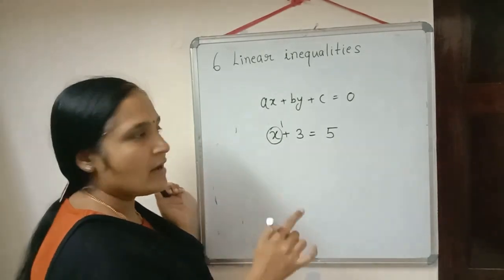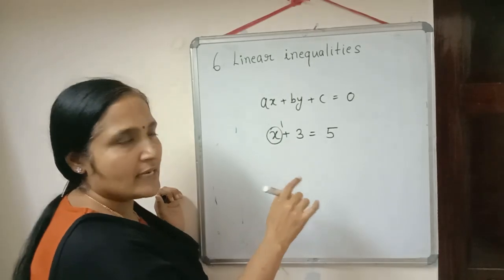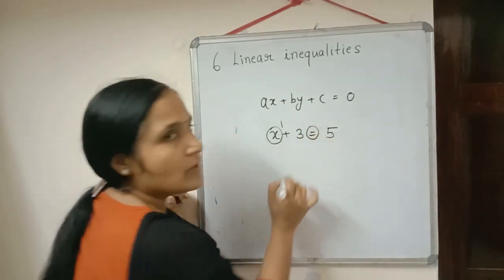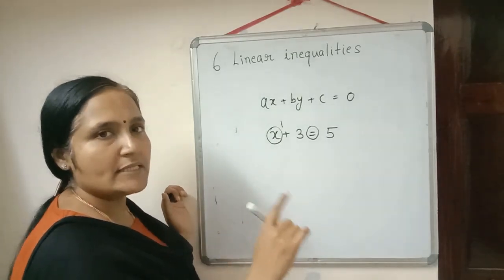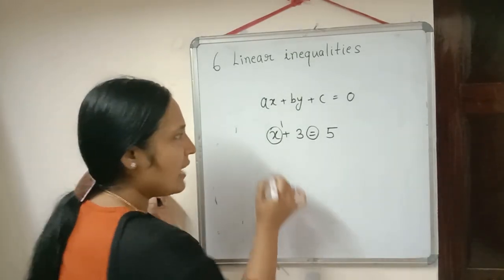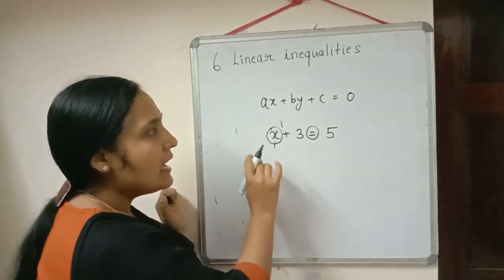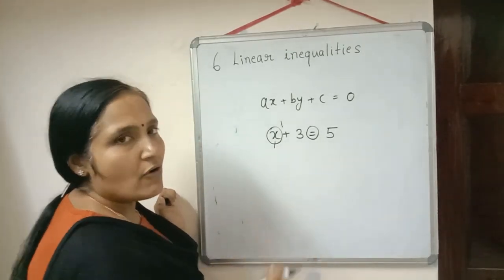Then equation. Why do we say it is an equation? Because this expression is related by an equal to sign. Linear equation in one variable: we have only one alphabet here, x. That's why it is called a linear equation in one variable.